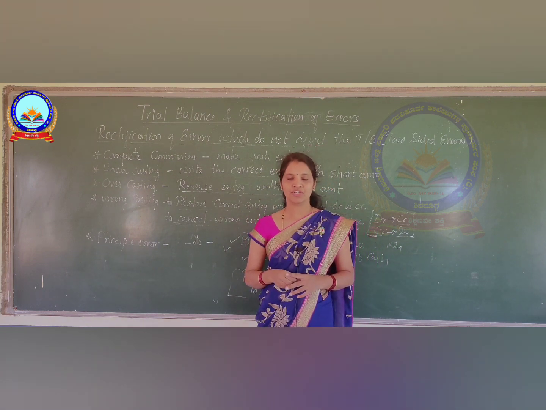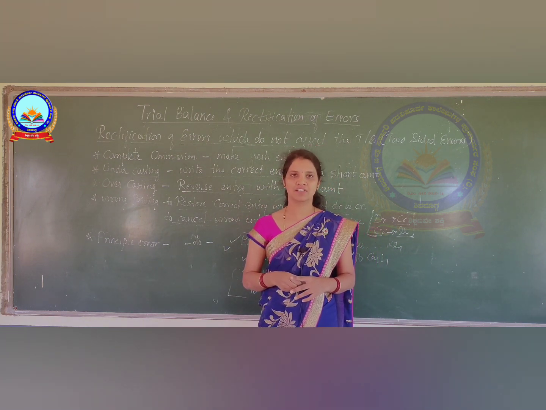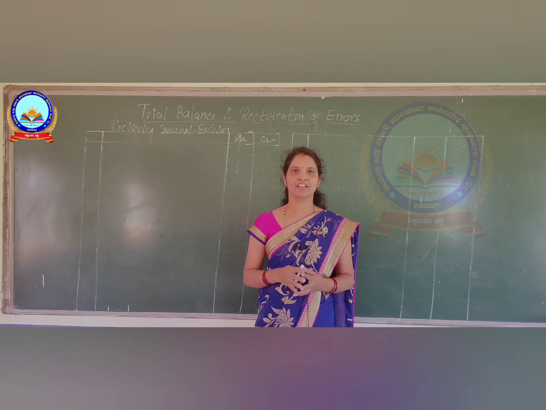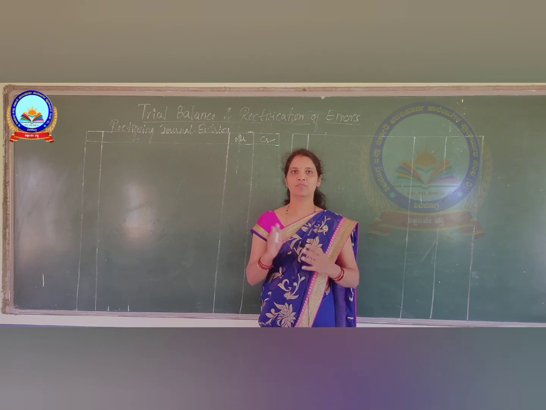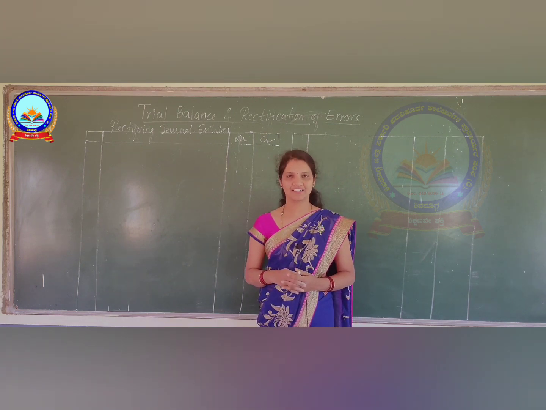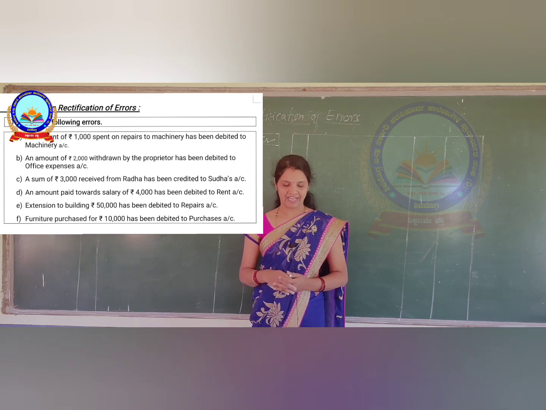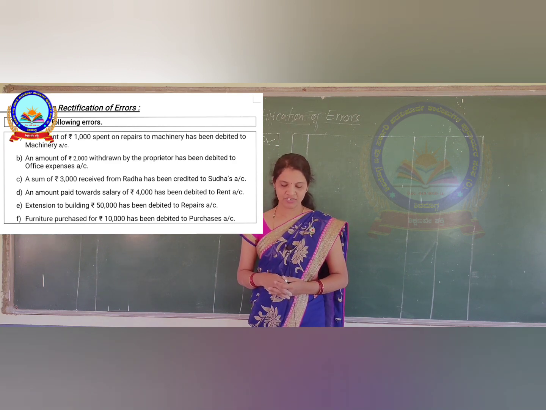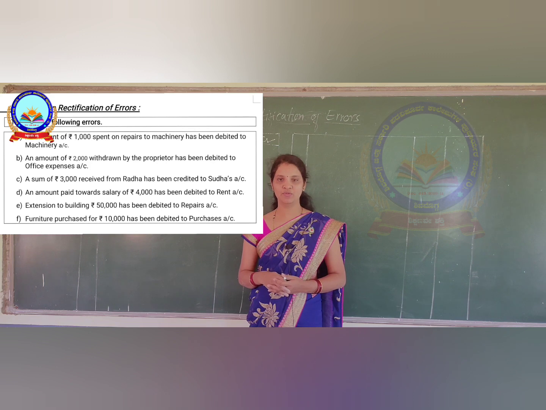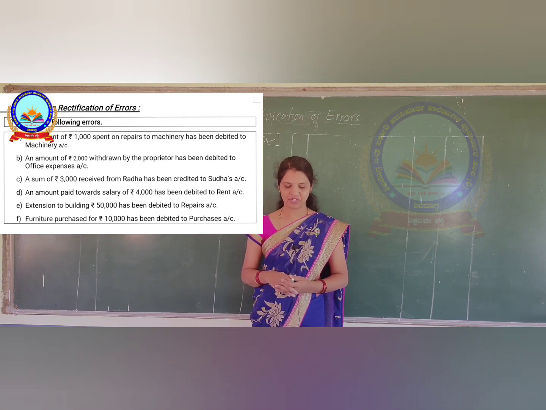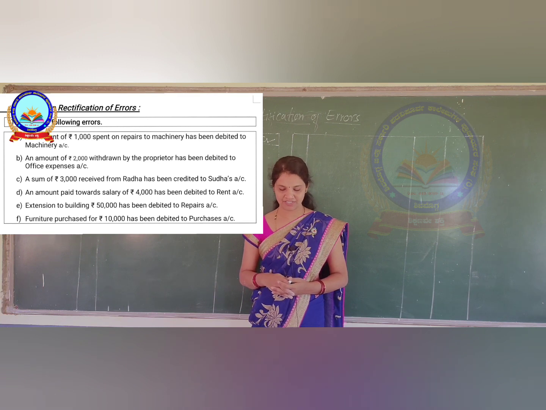Now I am taking a problem for 6 marks. Let us solve the problem. Let us take a problem. Problem will appear on the screen. Rectify the following errors. An amount of rupees 1000 spent on repairs to machinery has been debited to machinery account. An amount of rupees 2000 withdrawn by the proprietor has been debited to office expenses account.